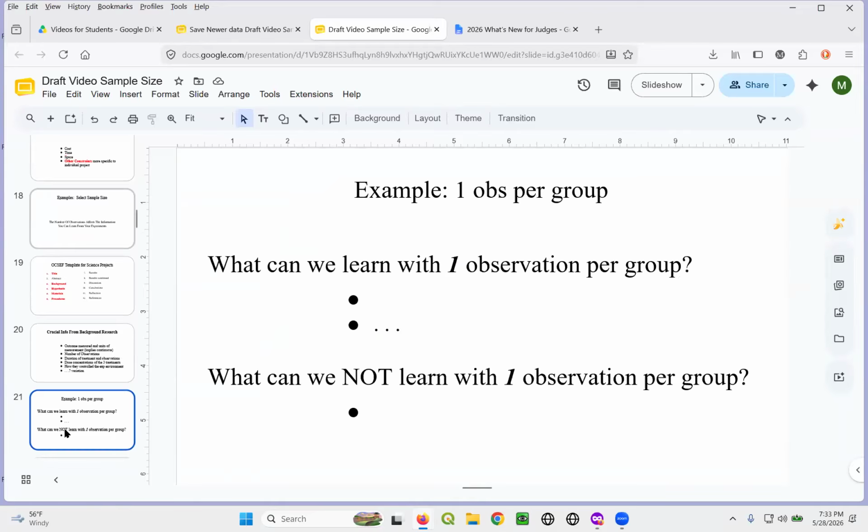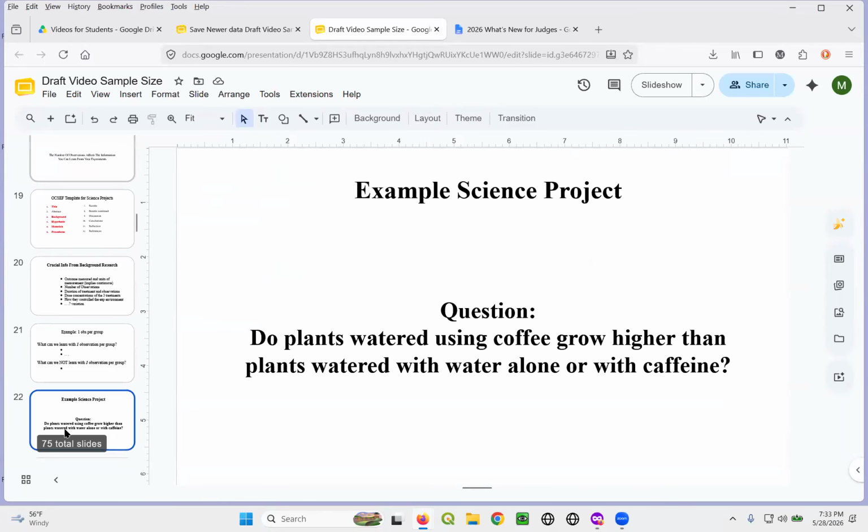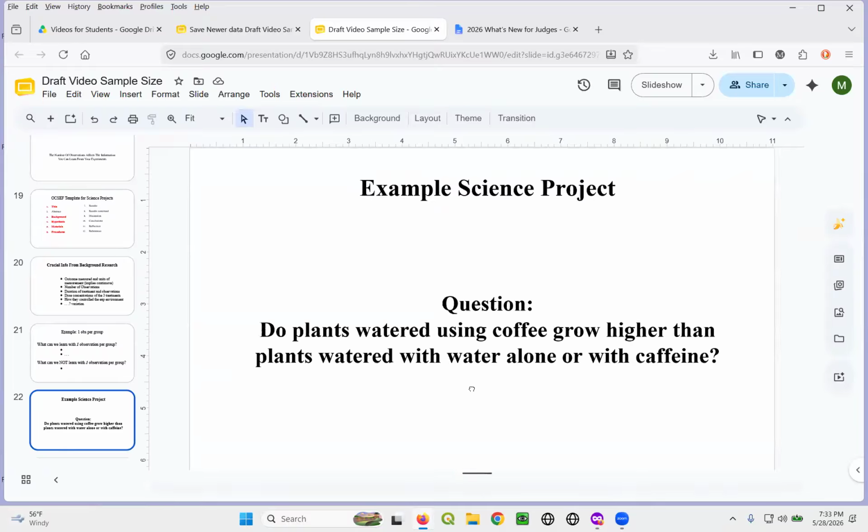is what can we learn from one observation? And I have a title. Harold says, having trouble. Yay, Zoom. So say that we have this sample science project, and here's the title. Let's see what this has to say.